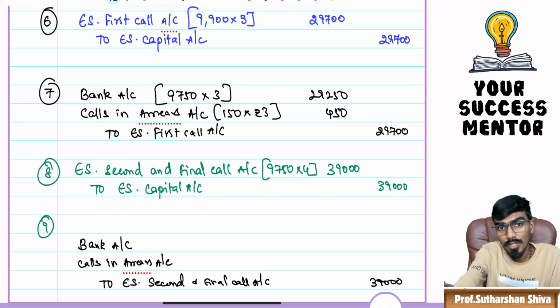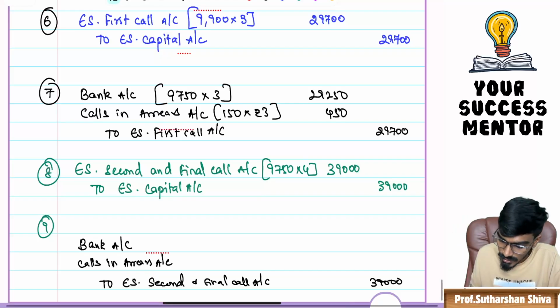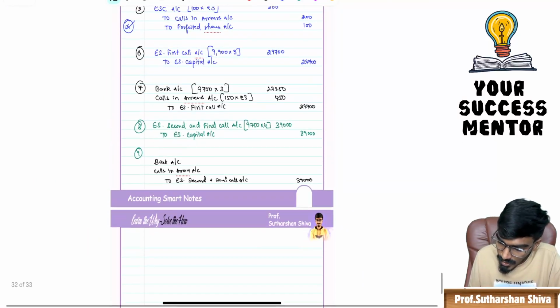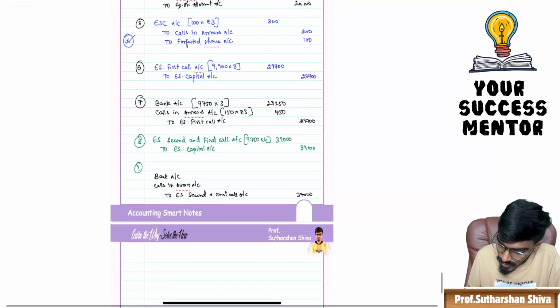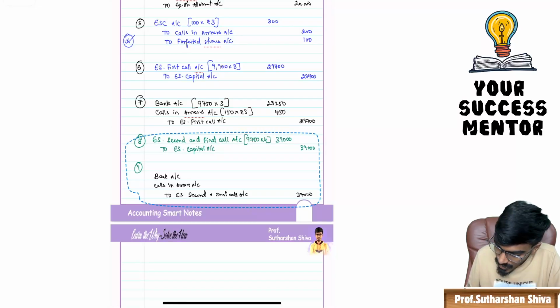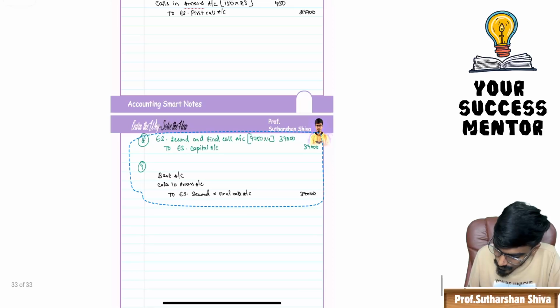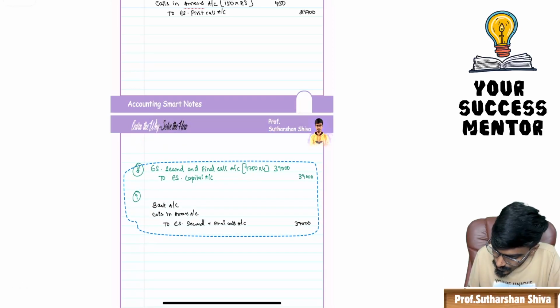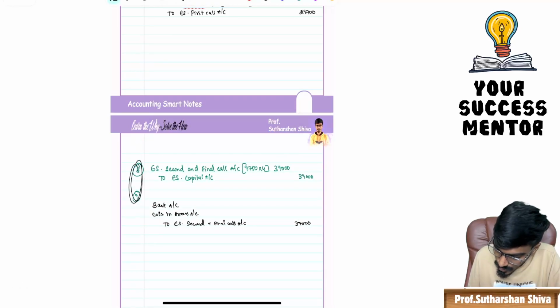I also forgot one thing, which is nothing but the forfeited entry to be passed. So this entry will be carried forward to the next page. This is not the 8th entry. This is going to be your 9th entry and 10th entry.